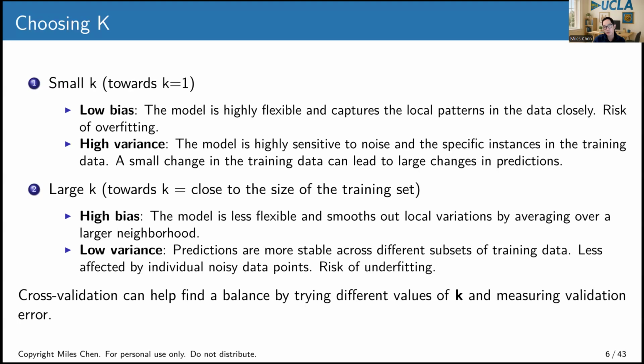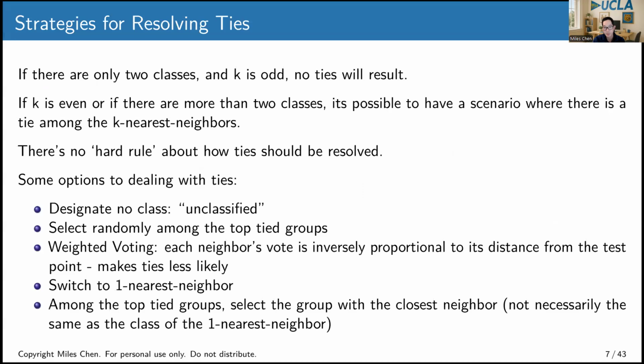Okay. And so how you pick your K, whether you want a large one or a small one, you'll probably decide using cross validation, and through a process of trial and error, you will attempt different sizes of K, and you'll measure its prediction performance.